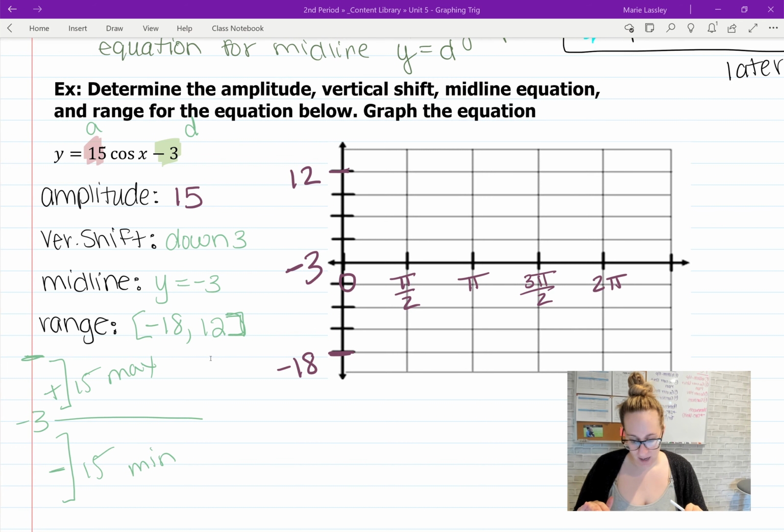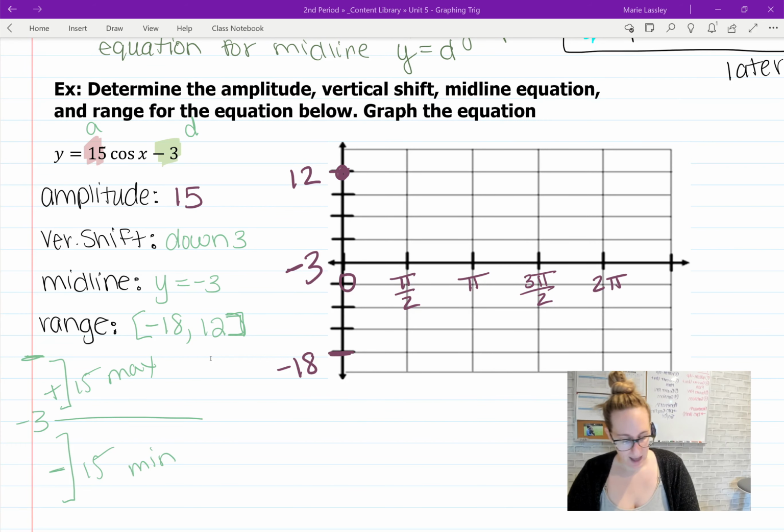All right. So at 0, I am at 12, my highest point. At pi over 2, I'm at 0. At pi, I'm at negative 18. At 3 pi over 2, I'm at 0. And at 2 pi, I'm at 12. So I've now completed one full period. I'm going to go ahead and connect my dots.